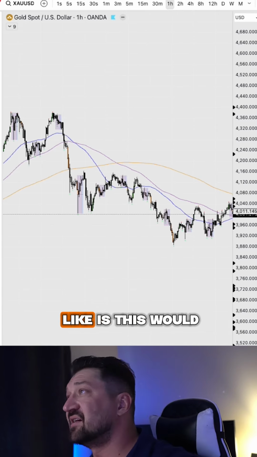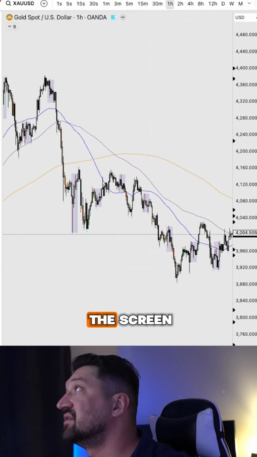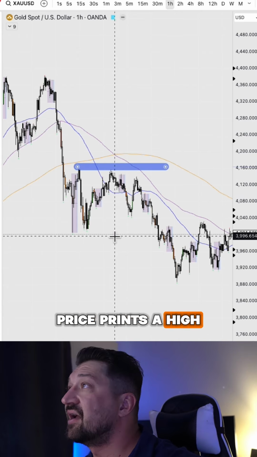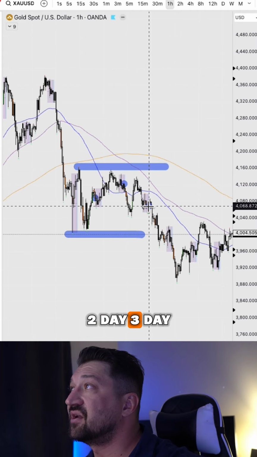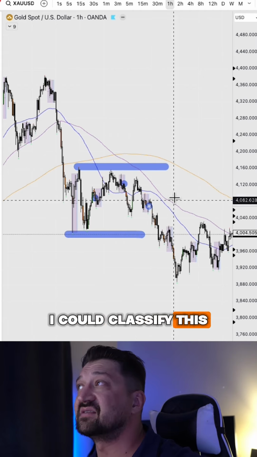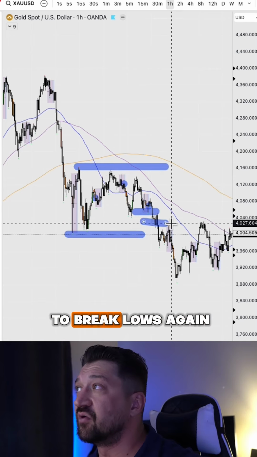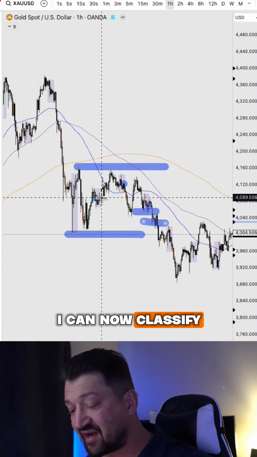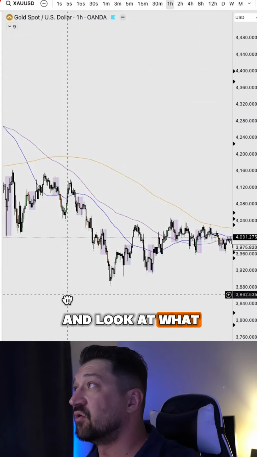So what this looks like is this would be a prime example. Here you see on the screen, price prints a high, price prints a low, 1 day, 2 day, 3 day. At this point, I could classify this as consolidating, but because price begins to break lows again, I can now classify this as trending.